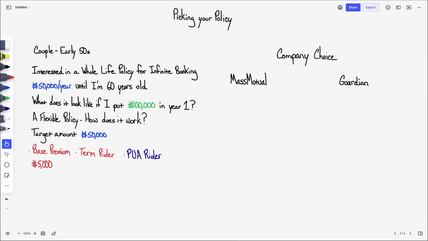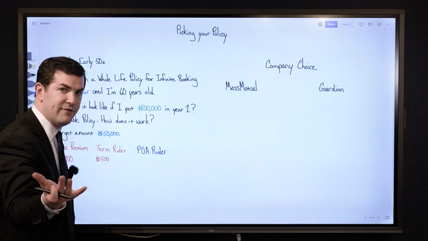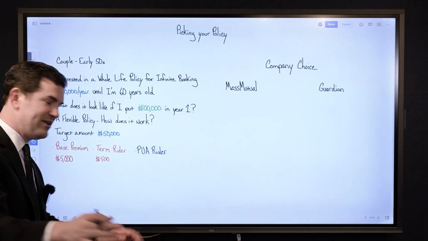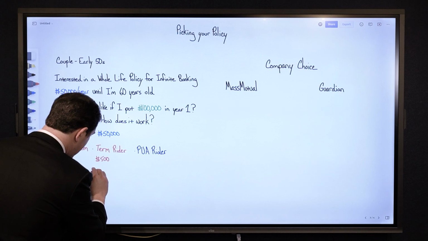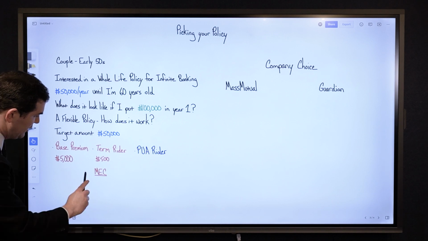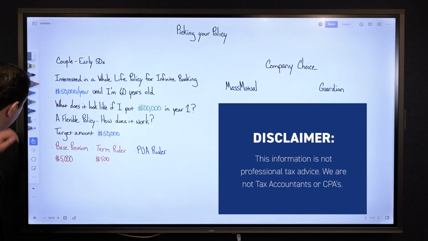$5,000. Then we'll add a term insurance rider. This might be $500, it'll be small. The purpose of this is to raise the death benefit. Now she says, I don't care about the death benefit. Why we raise the death benefit though, is because that prevents what is called a modified endowment contract, or a MEC, from occurring. That's why we do that. It keeps it tax-free, provided we follow IRS rules.